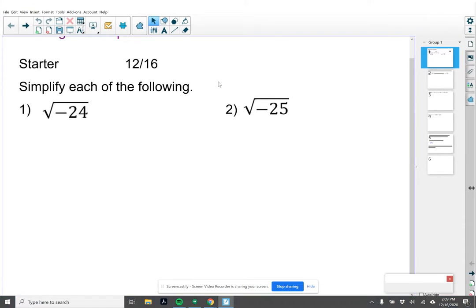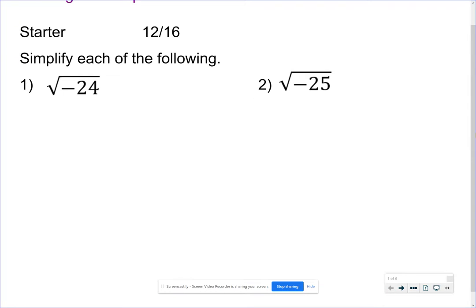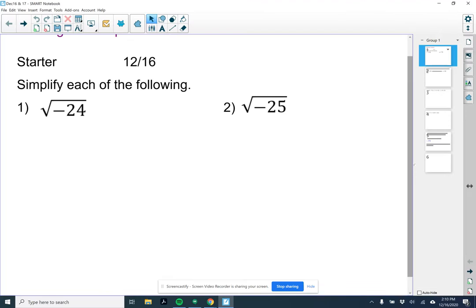All right. We are going to do some reviewing of complex numbers to get you ready for the complex numbers quiz. All right, so in the starter, we are simplifying a couple of radicals. In class, I asked which one was easier, the first one or the second one, and the consensus seemed to be that the second one is easier.